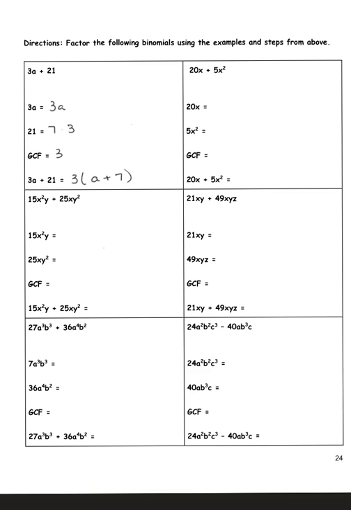All right, looking at the second one, I have 15x squared y plus 25xy squared. I know 15 breaks down into 5 times 3. x squared is x times x, and we just have y. 25 breaks down into 5 times 5. We have x, which stays the same, and then y squared.